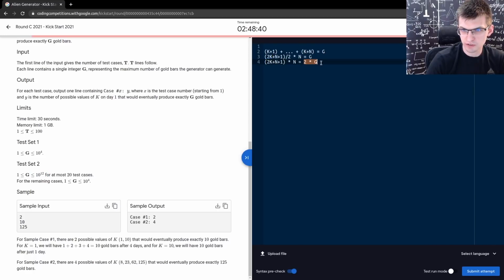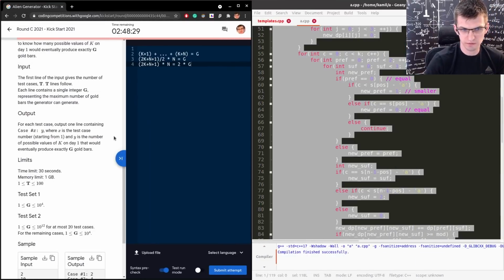So I need to iterate over divisors of this and consider n to be that divisor, or this to be that divisor, and n the other one. Well, in both cases we get n, and we have a candidate for this guy. Yeah, that's, I think, extremely easy.